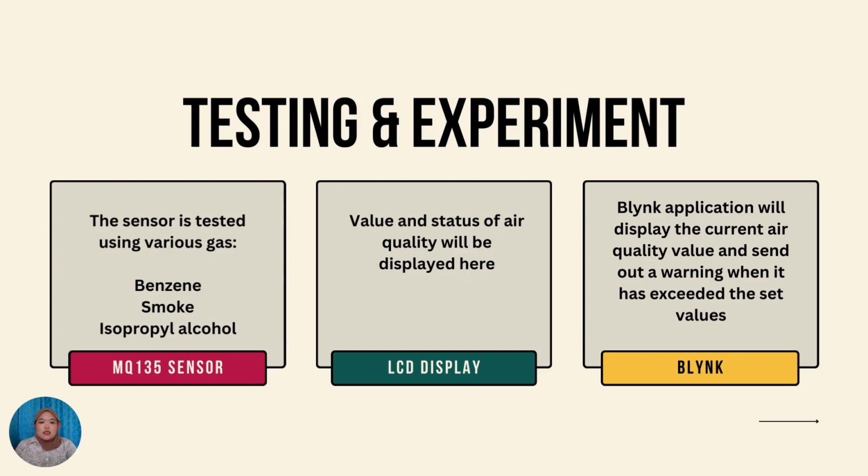Okay, next is testing and experiment. The MQ135 sensor is tested using various gases, for example benzene, smoke, and isopropyl alcohol. The second is the LCD display. The value and status of air quality will be displayed here. And the last is Blynk. The Blynk application will display the current air quality value and send out a warning when it has exceeded the set value.